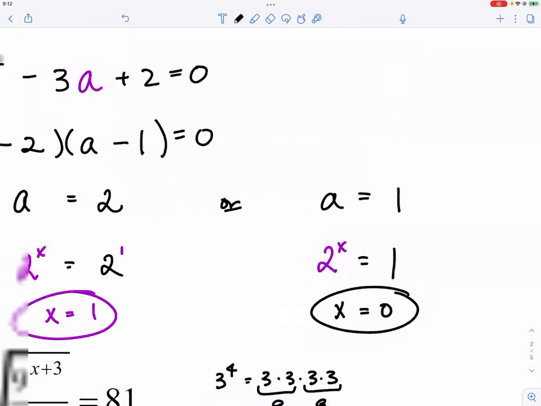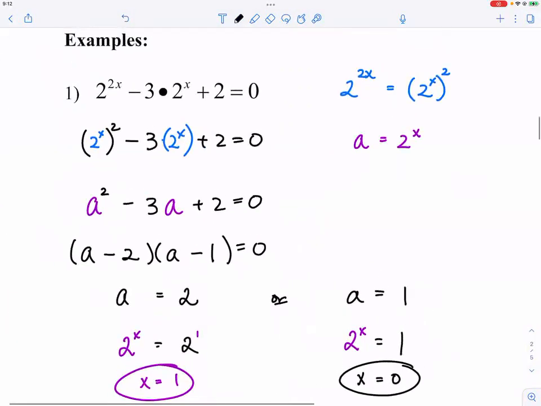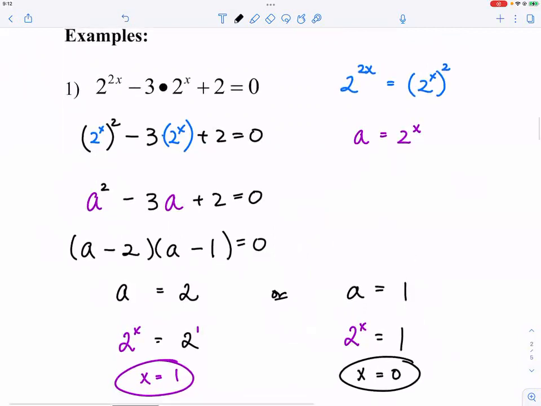Okay, so this is the challenge, okay? And this is as difficult as it gets for this week. It's just that you can express 2 to the 2x as 2 to the x power overall squared, and then look at this as a quadratic expression.